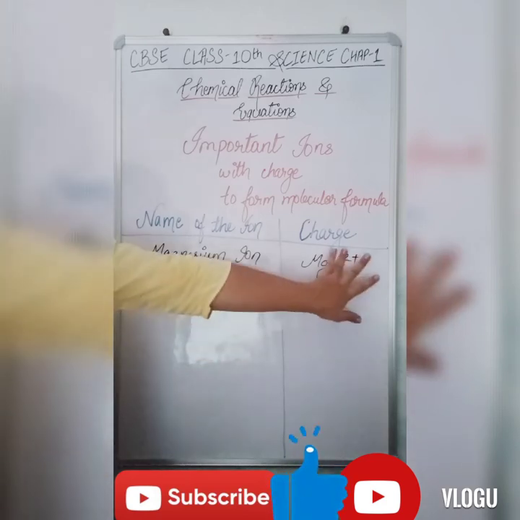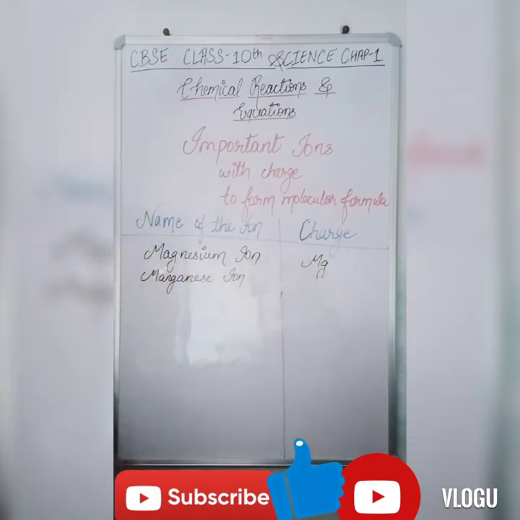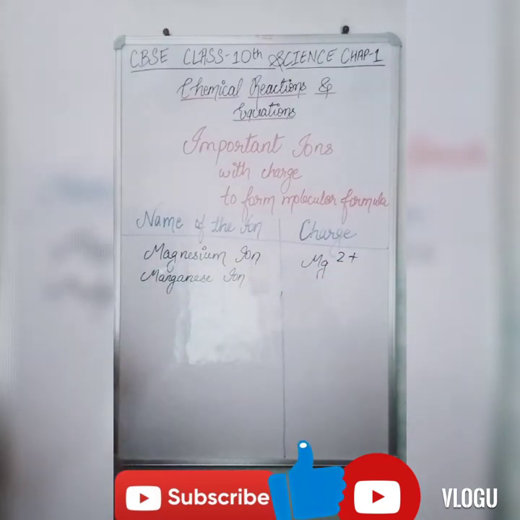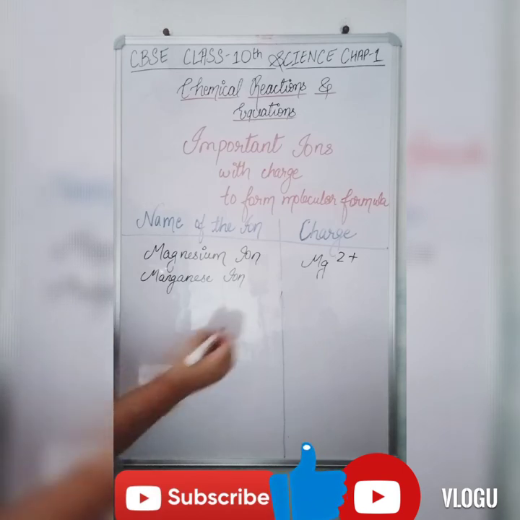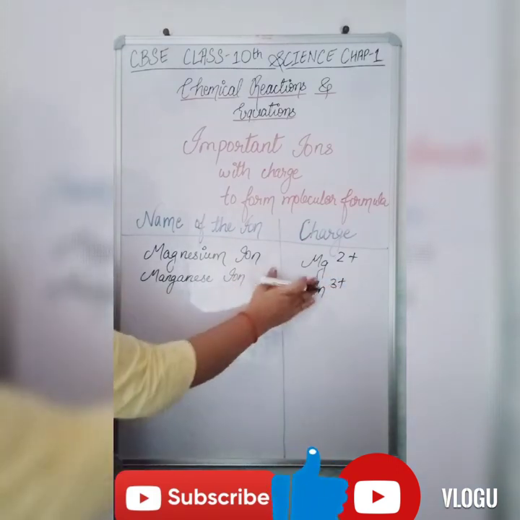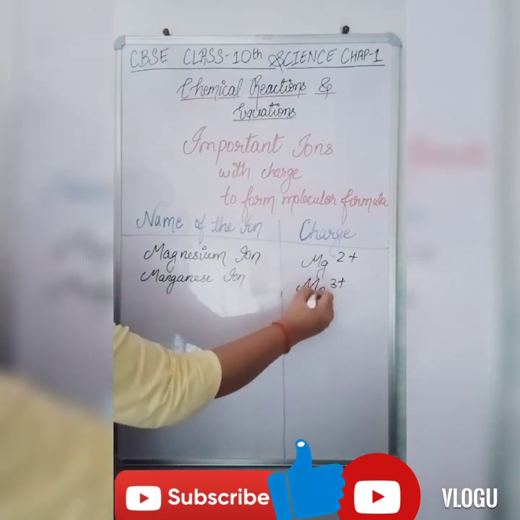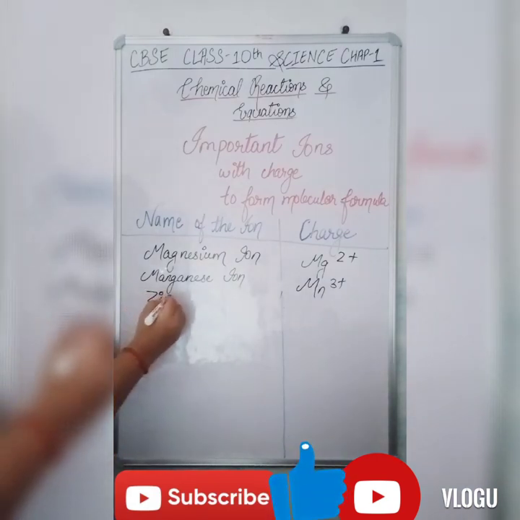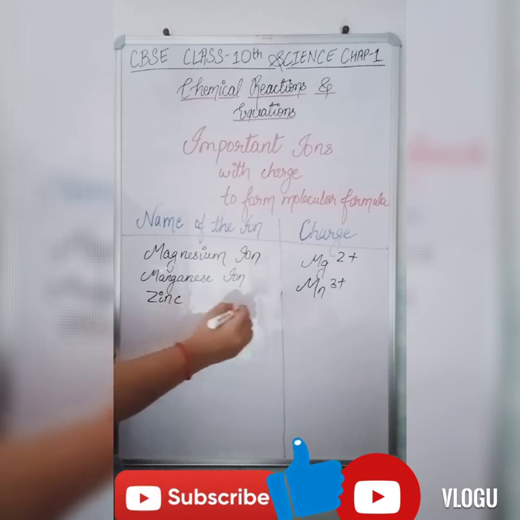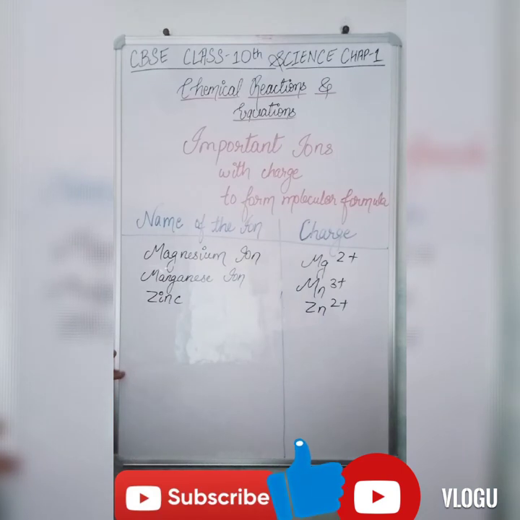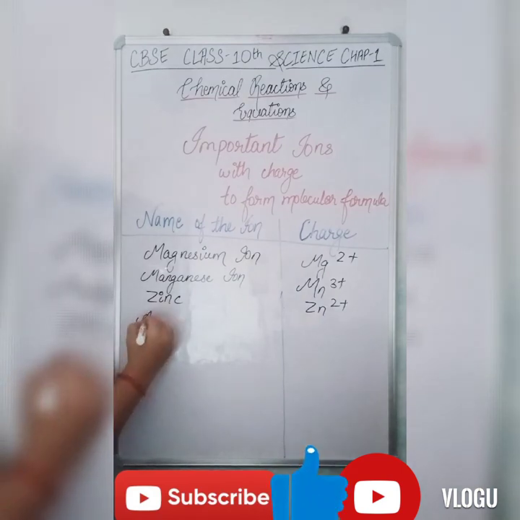If I don't write here 2 plus, then it becomes a magnesium atom, and if I write here 2 plus, then it has become a magnesium ion. So manganese ion is Mn3 plus. Further is zinc. Zinc is Zn2 plus. Then aluminium.